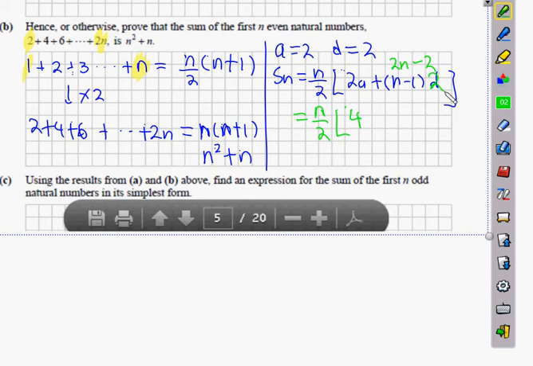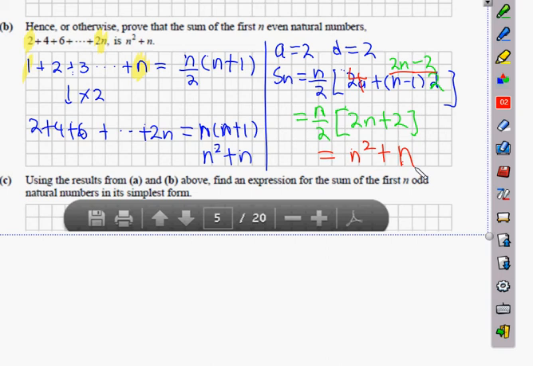And then 4 minus 2 is going to result in 2n plus 2 on the inside bracket. Because that there is 4, and that's 2n minus 2. And that's going to give us 2n plus 2. Divide by 2 and multiply n by n, and we'll get n squared plus n. So you can see two different ways of doing the same question. Either double your first answer, or start from scratch and do a new arithmetic series.